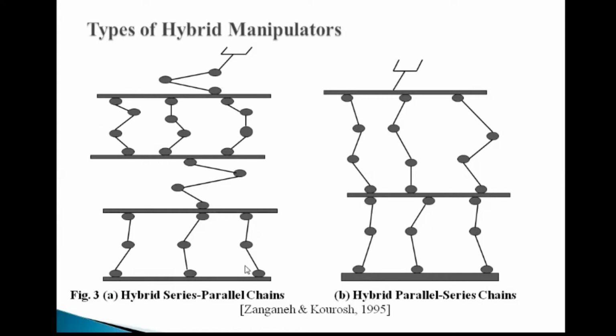Now these are the different types of hybrid manipulators. First is the hybrid series parallel chain, in which the parallel manipulators are connected serially with a serial subchain. But in a hybrid parallel series chain, there is no serial subchain. The parallel manipulators are just connected serially.